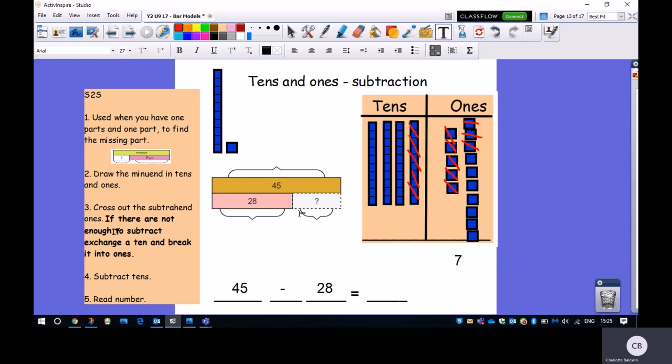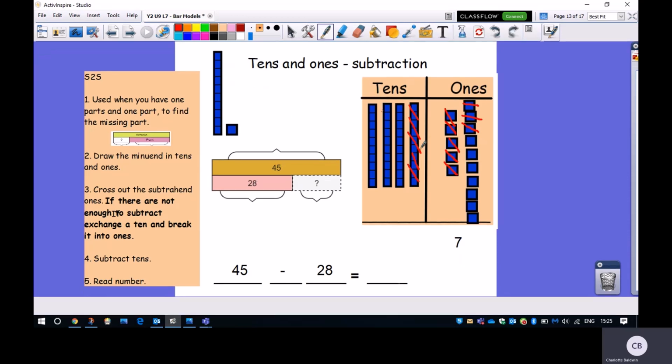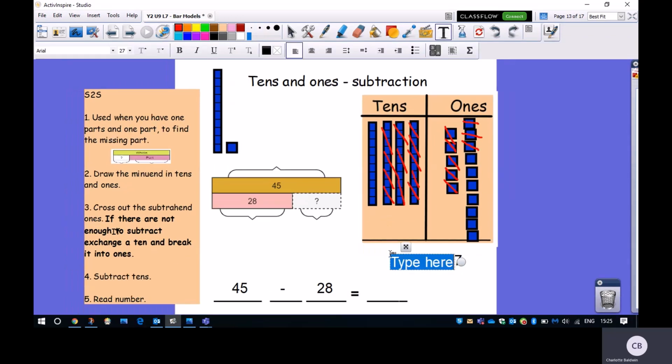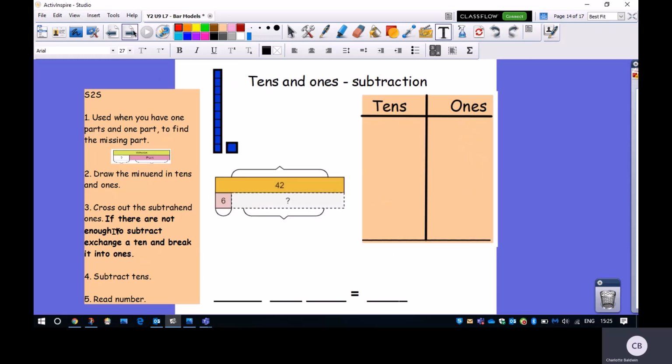And now I need to get rid of the 20. So I've got to get rid of 2 10s. 1 10 and 2 10s. Right, okay, so I had 45 and I've now removed 28. I've got 7 ones left and 1 10 left. So that means the answer is 17. Done. Let's do the next one.